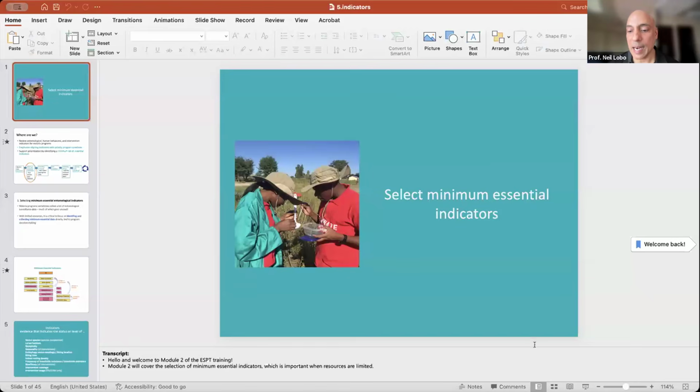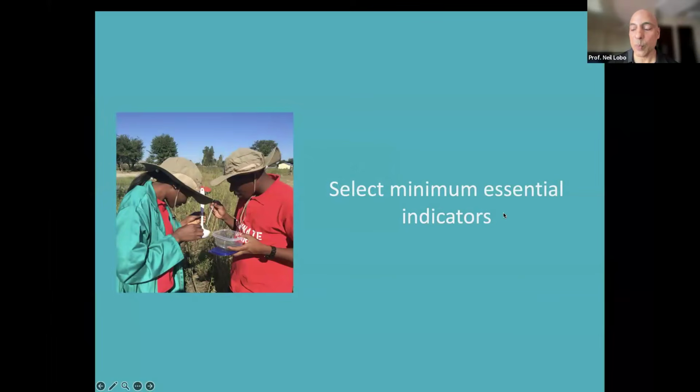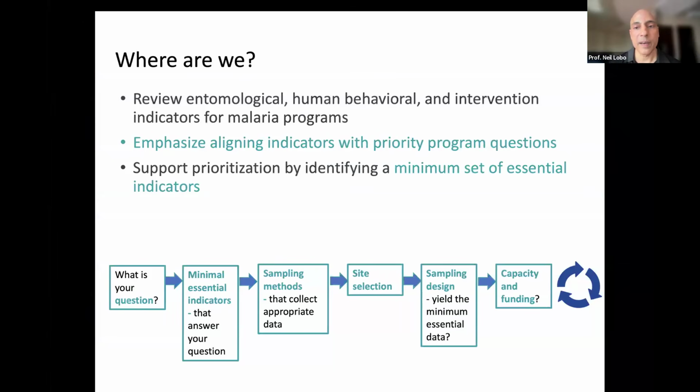So this is a longer presentation, and I'm going to have to stop in the middle when I'm instructed to by Leo, and we will continue tomorrow. And the next step is to select your minimal essential indicators. And over here, we will go over multiple indicators, entomological and human behavioral and intervention indicators.